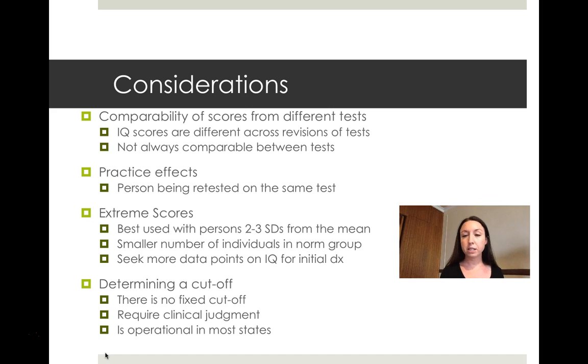There are many other pieces, including adaptive behavior, the person's educational history, and age of onset that should be taken into account. And knowing that, unfortunately, the cutoff is pretty operational in most states, which means that it's pretty hard and fast, and it varies from state to state, which can make it a little bit tricky if people move from state to state.